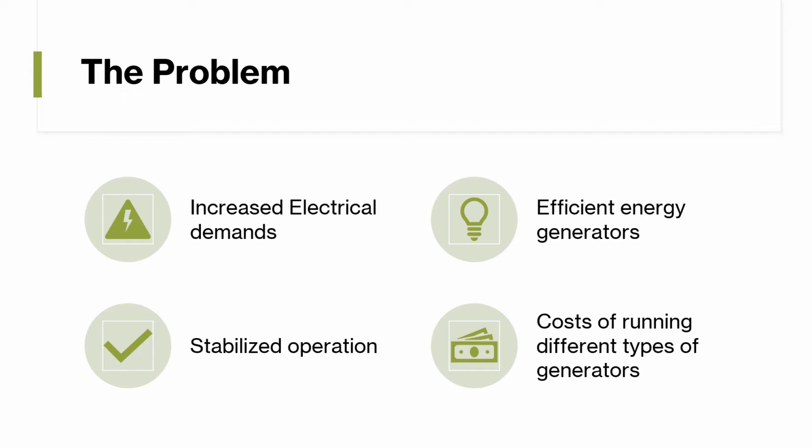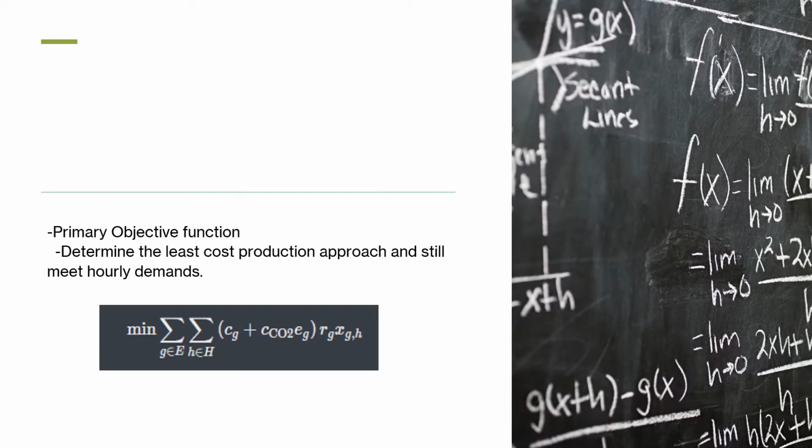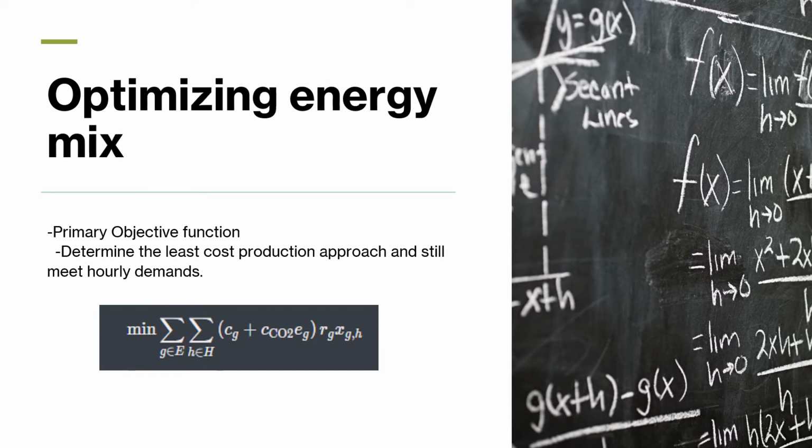And so an optimization is needed to efficiently and feasibly provide energy and power to the population whilst keeping the costs at a minimum. The optimization solution is optimizing the energy mix, and its main objective is to find the least cost way to produce the required outputs and meet the hourly demands.